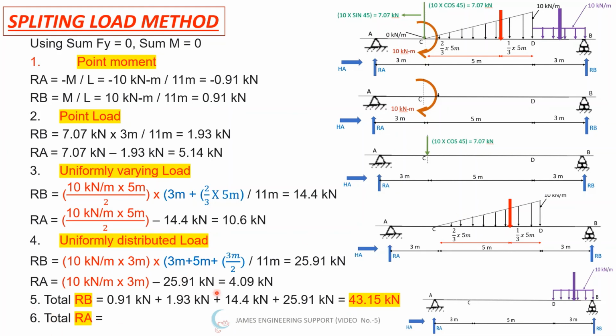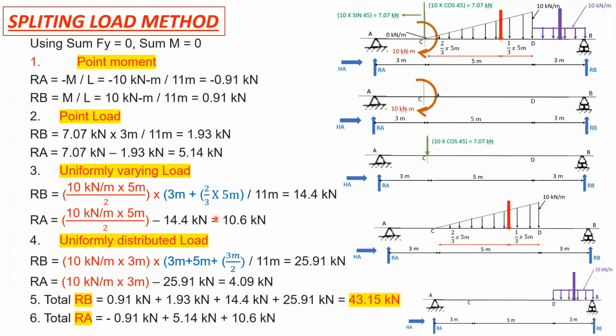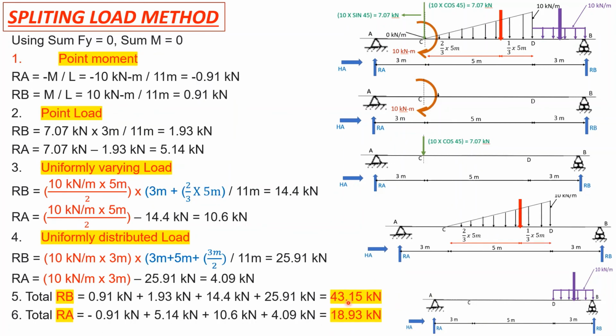So RA will be equal to the summation of minus 0.91 plus 5.14 plus 10.6 plus 4.09. So we will start with minus 0.91 kilonewton, then we will add 5.14 kilonewton, then we will add 10.6 kilonewton, then we will add 4.09 kilonewton. After solving, we will get the answer as 18.93 kilonewton. So this is the other method. These are the formula based methods that you have to learn, which will help you during your exams. Okay, so I hope you understand this.